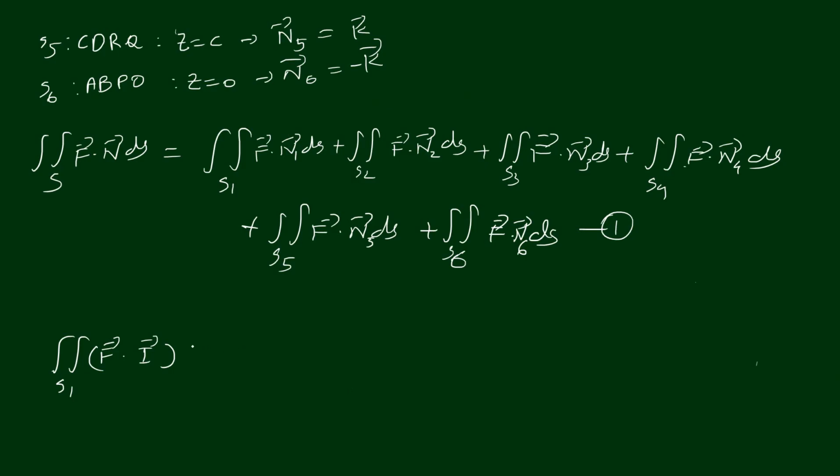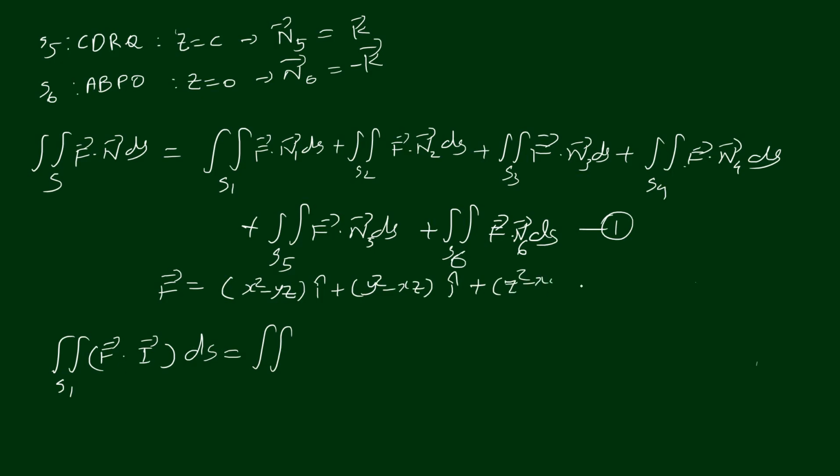So here you can write dS instead of ds. So what you will get? F dot i. What is the F vector? F vector is equal to (x² − yz) i + (y² − xz) j + (z² − xy) k. So if you take the dot product with the i vector, you will get only the i component, that is x² − yz.